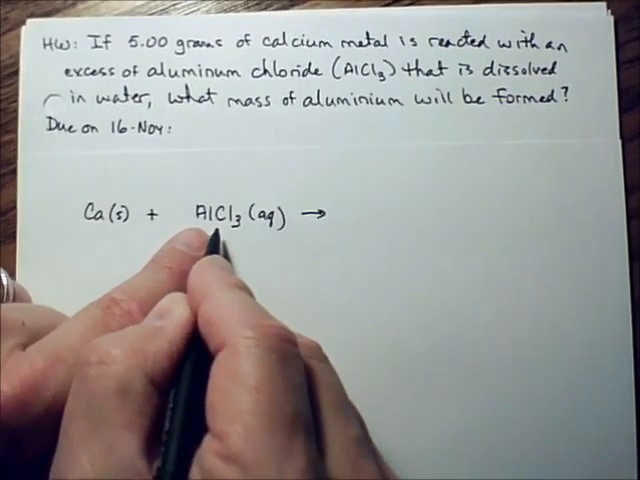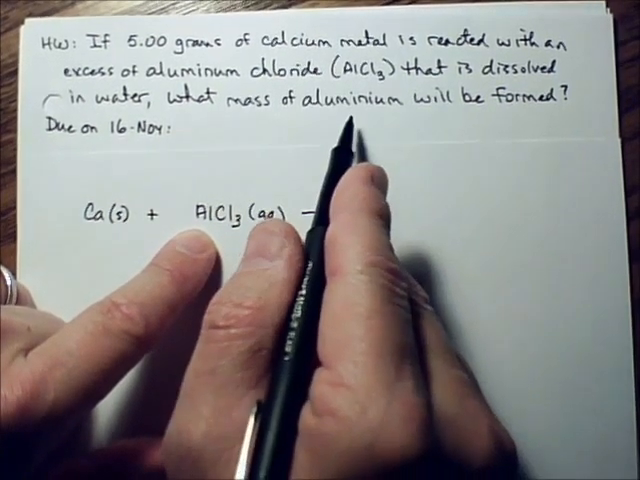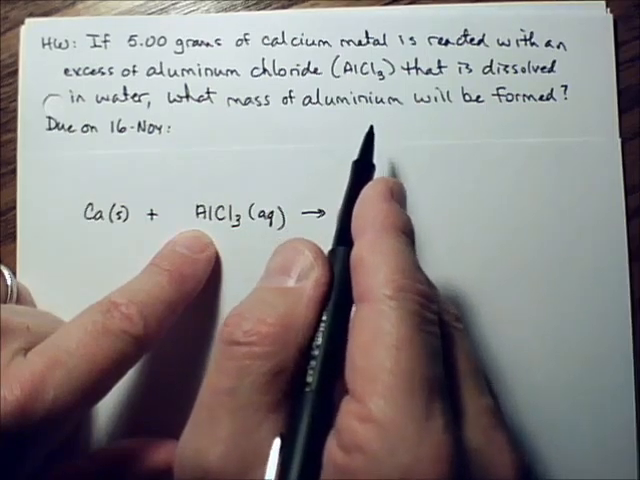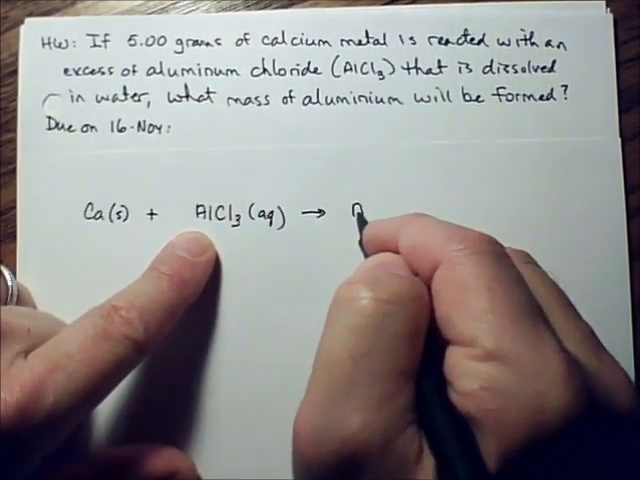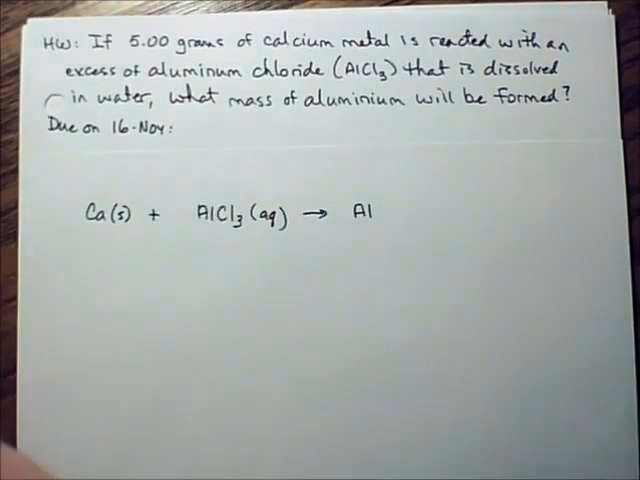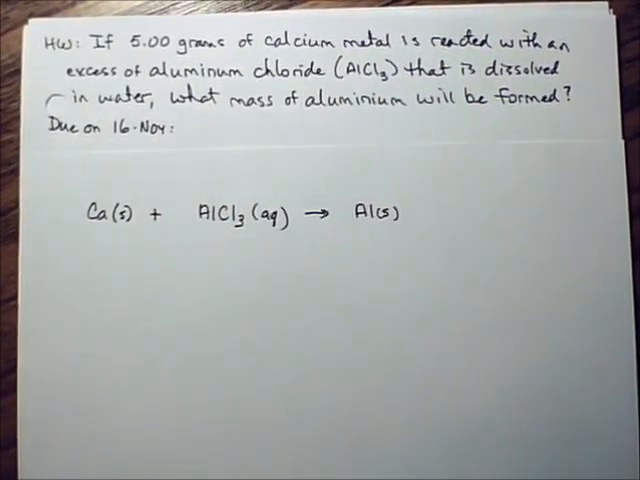It says what mass of aluminum will be formed. Well, I don't have aluminum here. I have aluminum chloride. So by implication then, aluminum must be one of the products. Okay. What physical state would you assign to a metal like aluminum? Solid. All right. So what kind of reaction do you expect we'd have here?